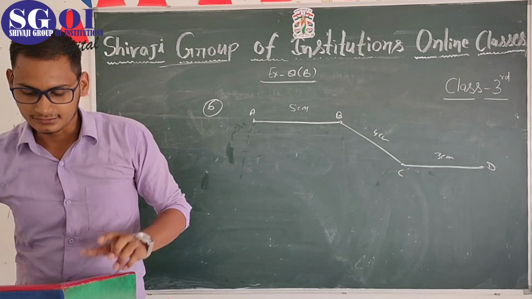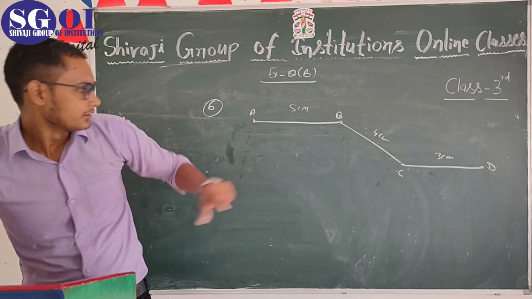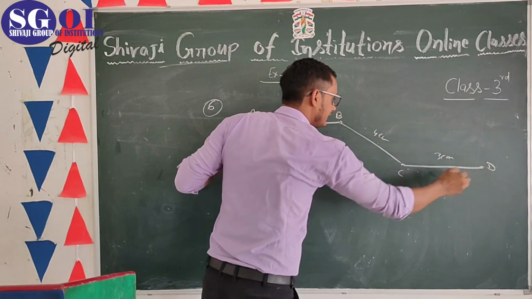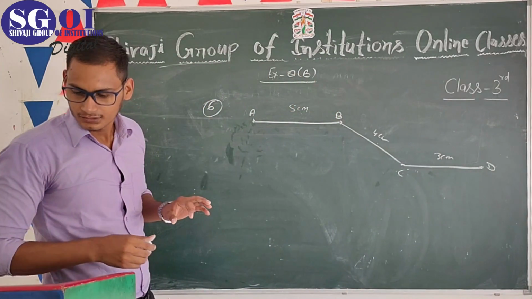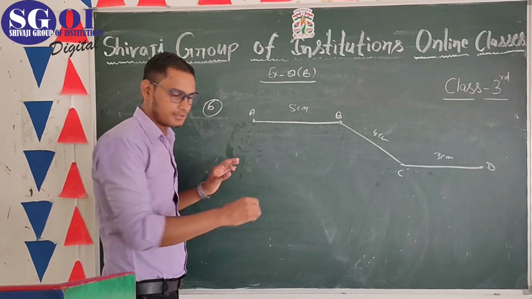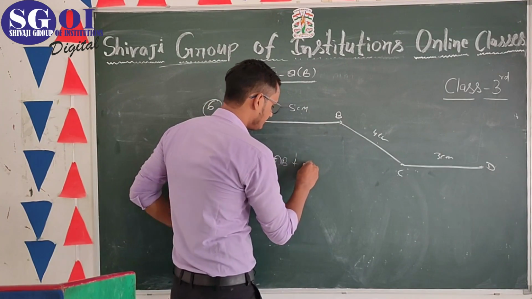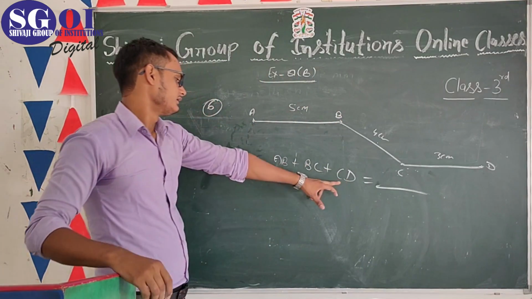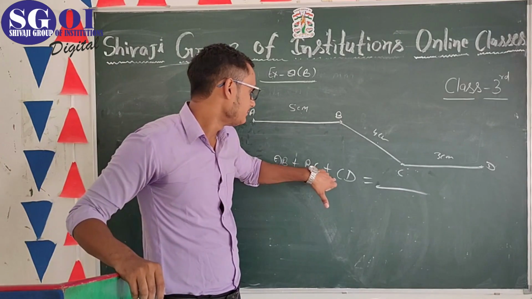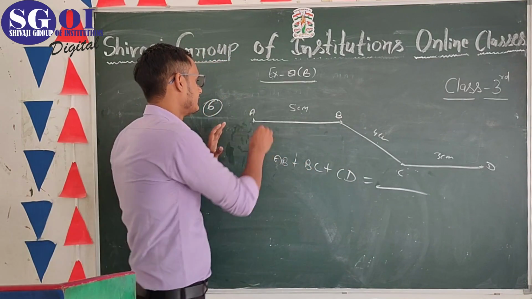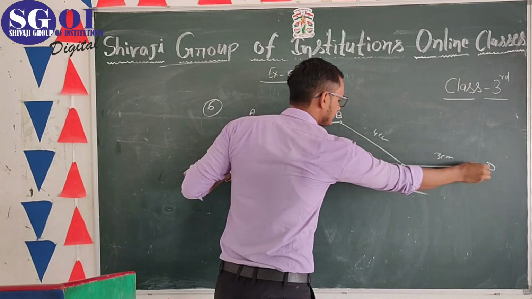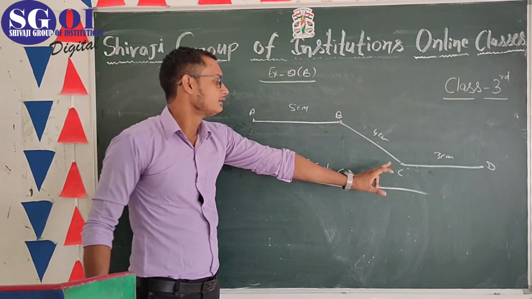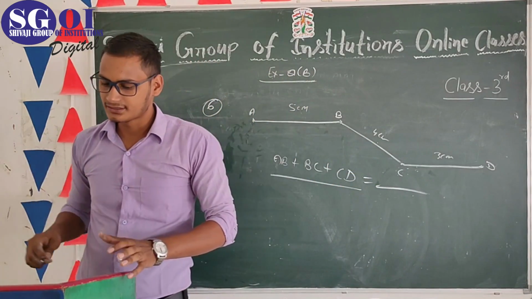Then you have to find the length of AB, BC, and CD. In equation number 6, the length of AB plus BC plus CD. First we find the length of AB, BC, and CD, and then at last we add all the lengths of the line segments. Okay?